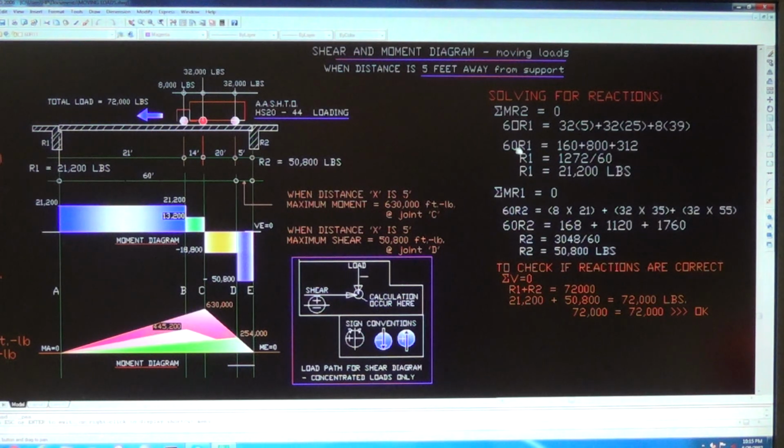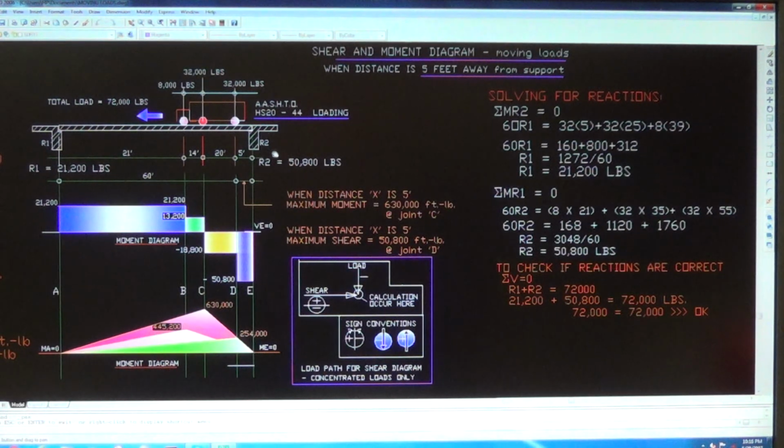So 60 R1 now is equal to, we calculate this one is 160, this multiplied by this is 800, and then 8 times 39 is 312. R1 times 60 is equal to 1272. Altogether you add that, divide by 60. The lever arm for R1 is 60. R1 is 21,200 pounds, and I plug it over here. Alright, that's R1. Now R2.